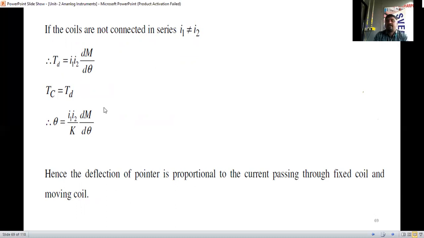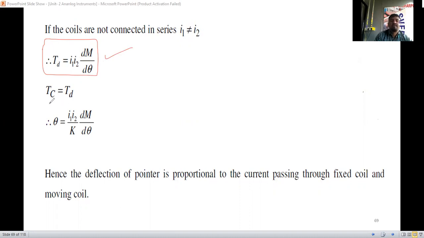Here, I1, I2. If both are the same, the current flowing through the fixed coil and the moving coil, then we can use I1 equal to I2 equal to I. In that situation, I square only will come. In the place of I1 you substitute I, in the place of I2 you substitute I. I into I, that is called I square. I square dM by dθ, that is the standard equation here. So this is the torque developed in the EMMC.